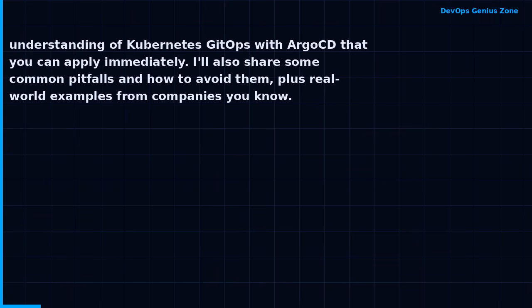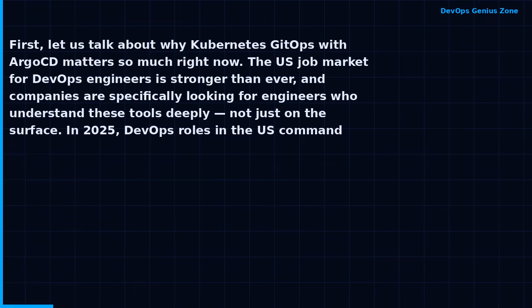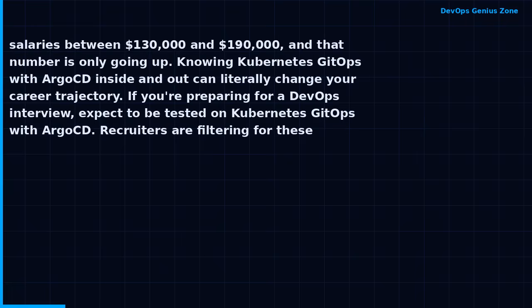The US job market for DevOps engineers is stronger than ever, and companies are specifically looking for engineers who understand these tools deeply, not just on the surface. In 2025, DevOps roles in the US command salaries between $130,000 and $190,000, and that number is only going up. Knowing Kubernetes GitOps with ArgoCD inside and out can literally change your career trajectory.